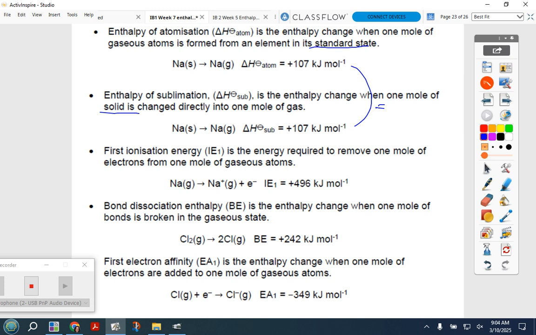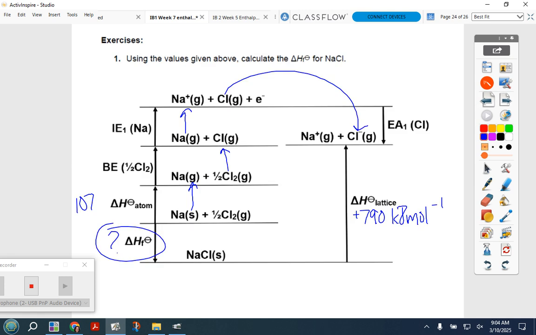But we don't have a separate thing here for enthalpy of sublimation because it's the same thing. So we can just put, in this case, either way. We can think of it either way. It gets us to the same place, and it's going to be the same number. Okay.